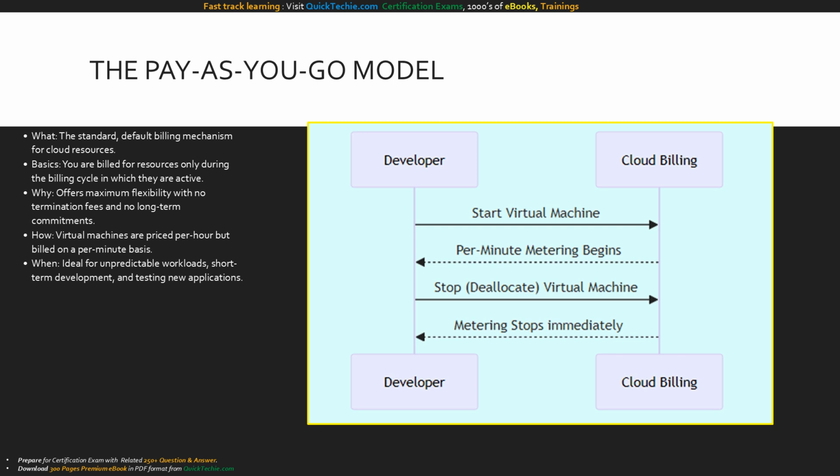This sequence diagram illustrates the immediate nature of pay-as-you-go. The moment a developer starts a virtual machine, the cloud billing engine begins per-minute metering. The absolute second that developer stops and deallocates the machine, the metering halts. You are in complete control of the billing meter.